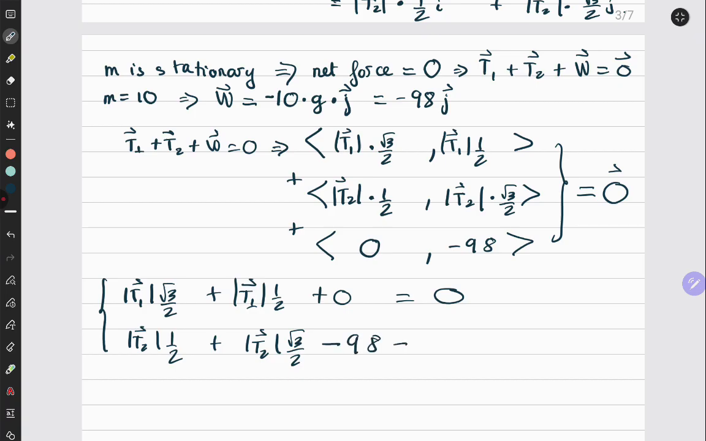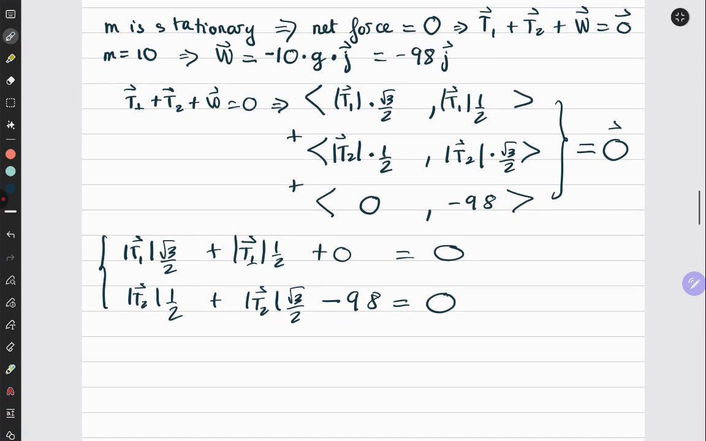Minus 98. It looks messy, looks complicated, but it is just a system of two equations with two variables, T1 and T2. That should be T2, my bad. This should be T2, this should be T1. You can solve for T1 and T2 by either substitution or elimination.